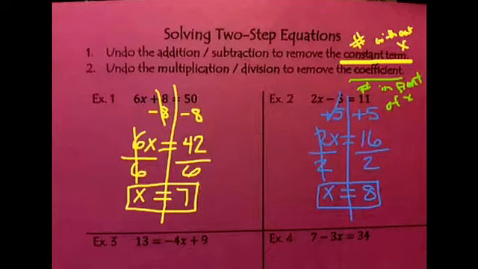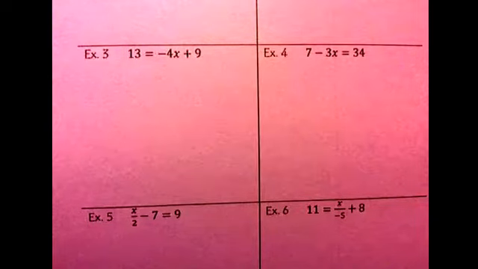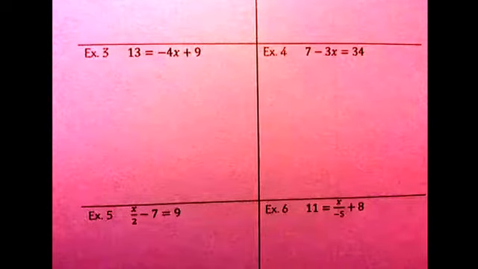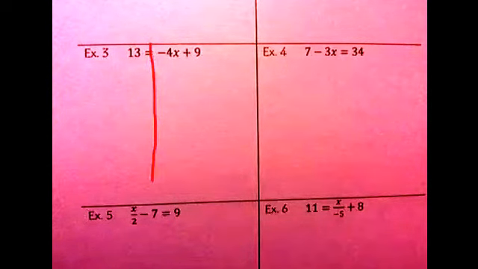Moving on to example 3. In example 3, we have 13 equals negative 4x plus 9. This time, our variable is on the right side of the equation. So I'm going to start over on the right side of the equation and focus there. Negative 4x plus 9. My constant is plus 9, so I'm going to subtract 9 on both sides.